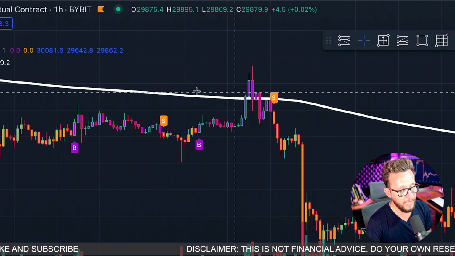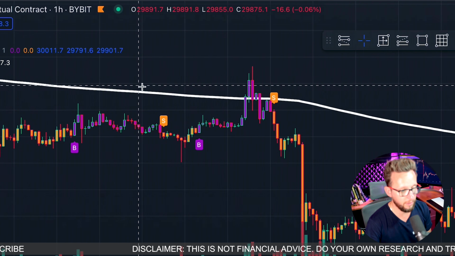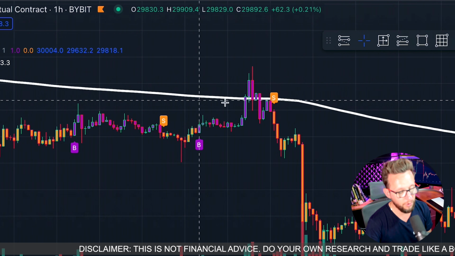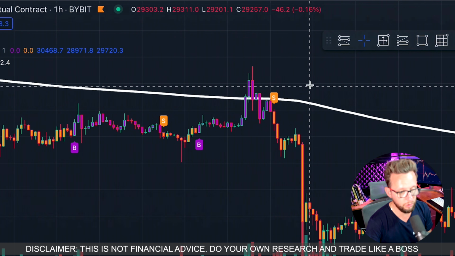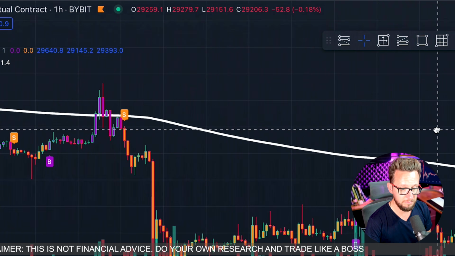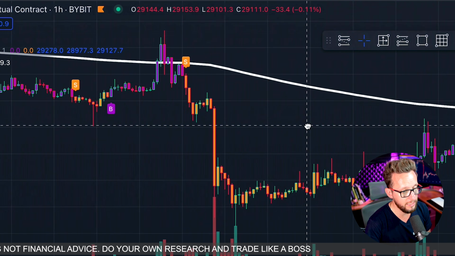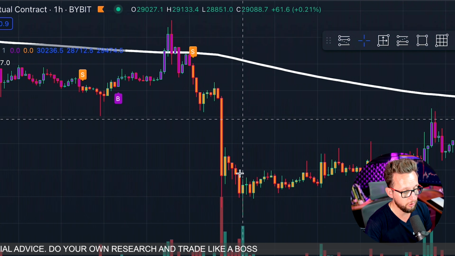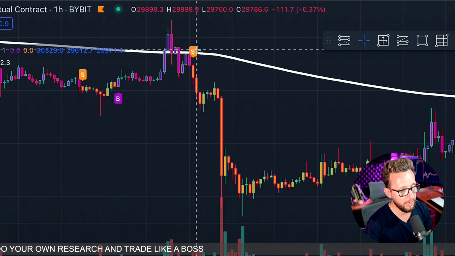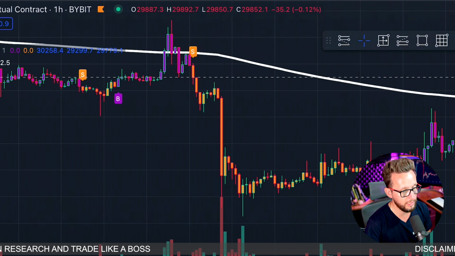We're going to be using the SMA to take the trend direction. So the SMA, when price is below it, we're looking for shorts. When it's above it, we're looking for longs. So yeah, let's go for a couple of trades here. This one looks perfect as a short. We are below the SMA. We have an S for short here.